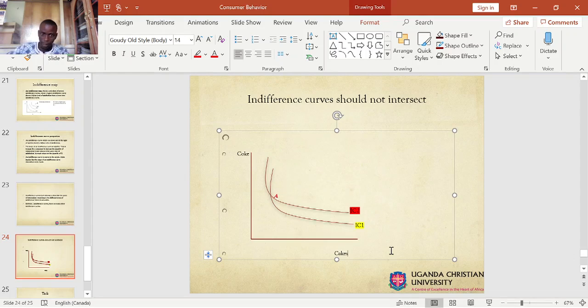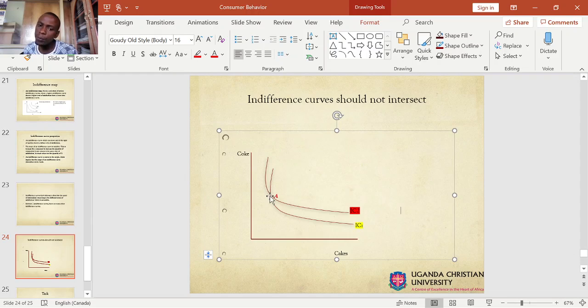Alright, so you're saying this shouldn't happen, that point A. Why? They give us different levels of satisfaction. They'll confuse us as to which curve gives us more satisfaction than the other. Which of those curves gives you more satisfaction? Recall I talked about a higher indifference curve giving more satisfaction than a lower one. It would mean that indifference curve 2 is more satisfying than indifference curve 1, since a curve on top and to the right gives more satisfaction than the one which is down.